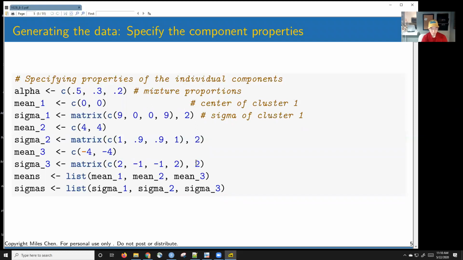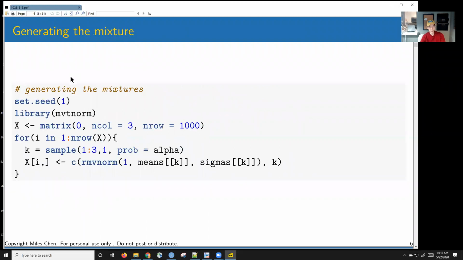Okay. So we get our 2 by 2 matrices here. I'm going to collect them all in a list. I've got the means collected in a list, and the sigma matrices collected in a list as well. And then to generate my data, I'm going to use library mvtnorm, right? And I'm going to store all of my values in an X matrix, currently three columns and 1,000 rows here.